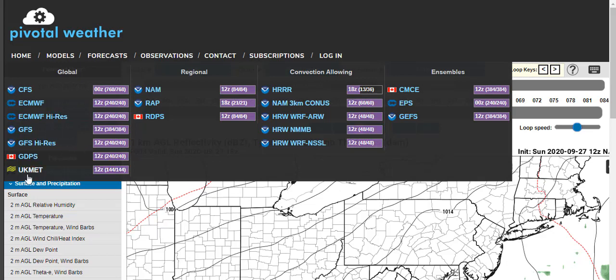And then also the United Kingdom, they have their own model. The Canadians, they have their own model. There's some different ensemble members. So, you know, the list goes on and on. Right now, I just want you to worry about the GFS and the NAM, and you can play around with some of the high-res guidance here as well.